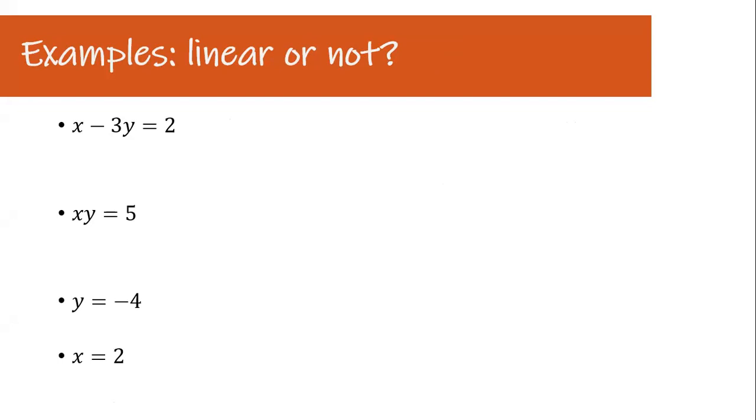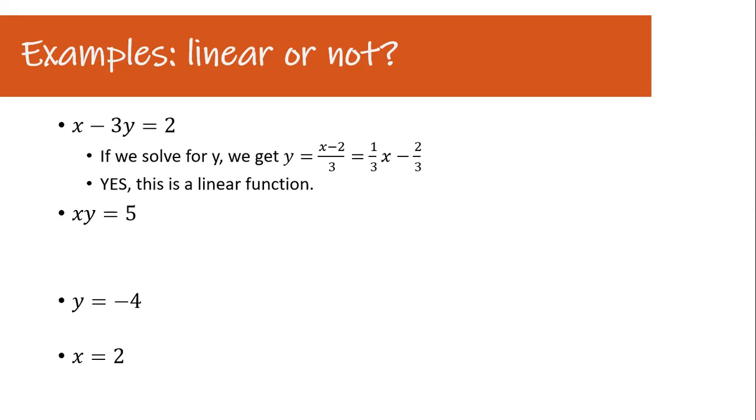Let's look at some examples. Our first example is x minus 3y equals 2. Is that linear or is it not? Well, first we need to see if we can put it into the form y equals ax plus b. We do a little bit of algebra and we solve for y, we end up with y equals 1/3 times x minus 2/3. So yes, that does go into that format. Here, ax is equal to 1/3 x. So a would be 1/3. And 2/3 is off by itself as a constant, so it would be b. This is a linear function.